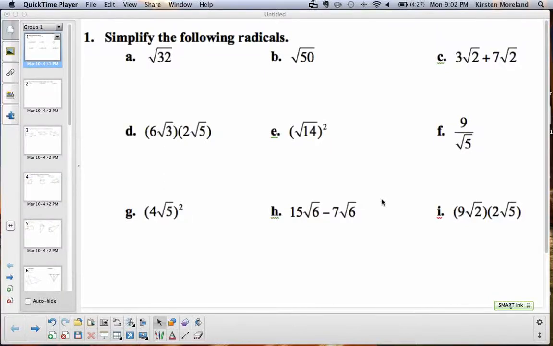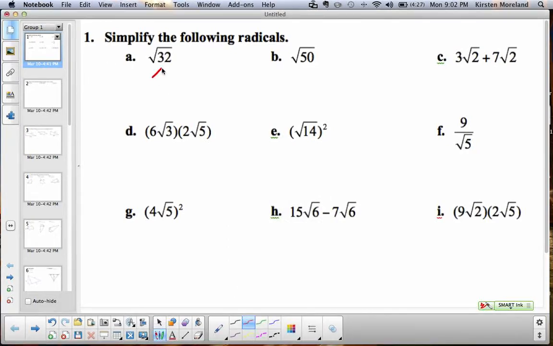All right, we're going to start with page 1 of the review by simplifying radicals. So we're going to start with the square root of 32. The square root of 32 is the same thing as the square root of 16 times the square root of 2.